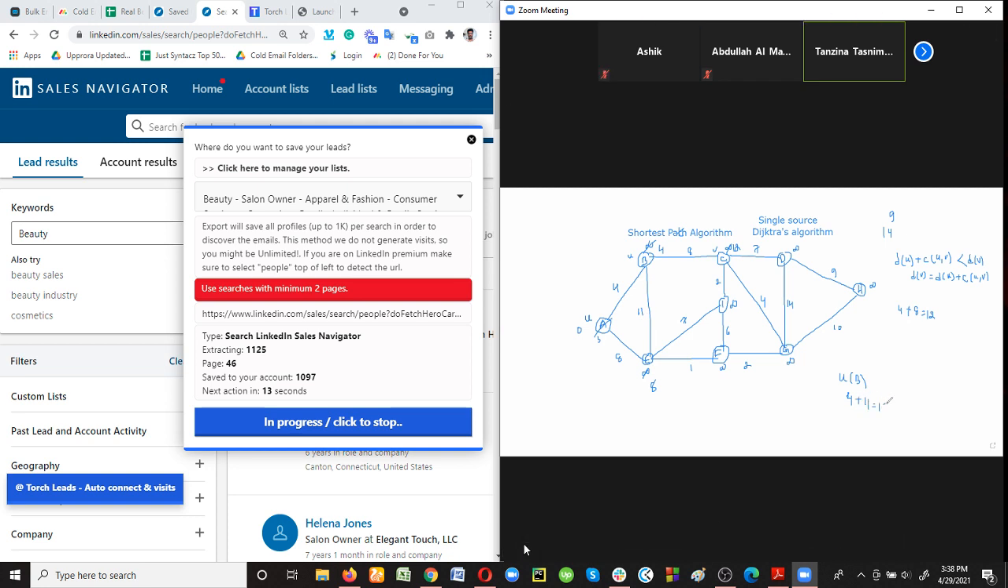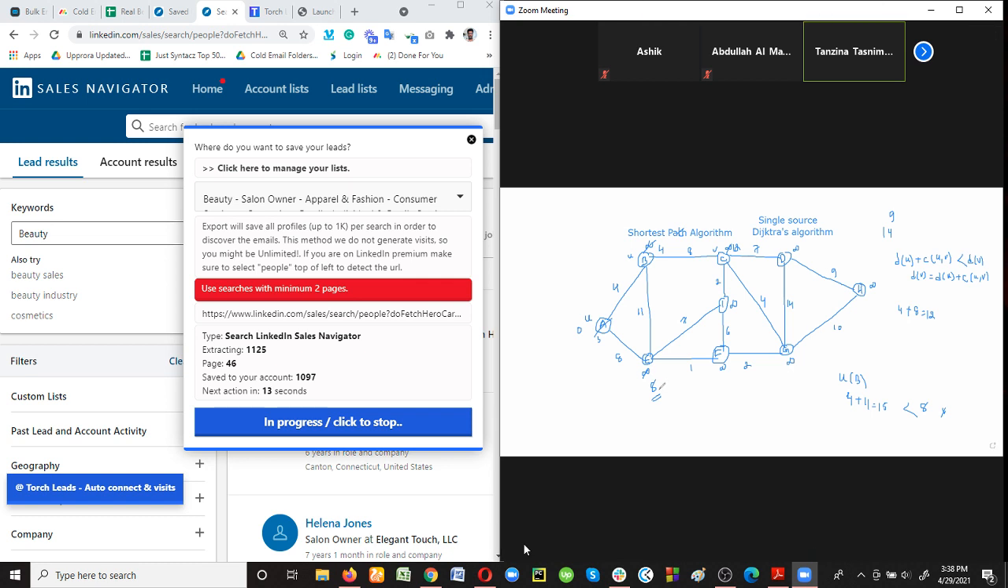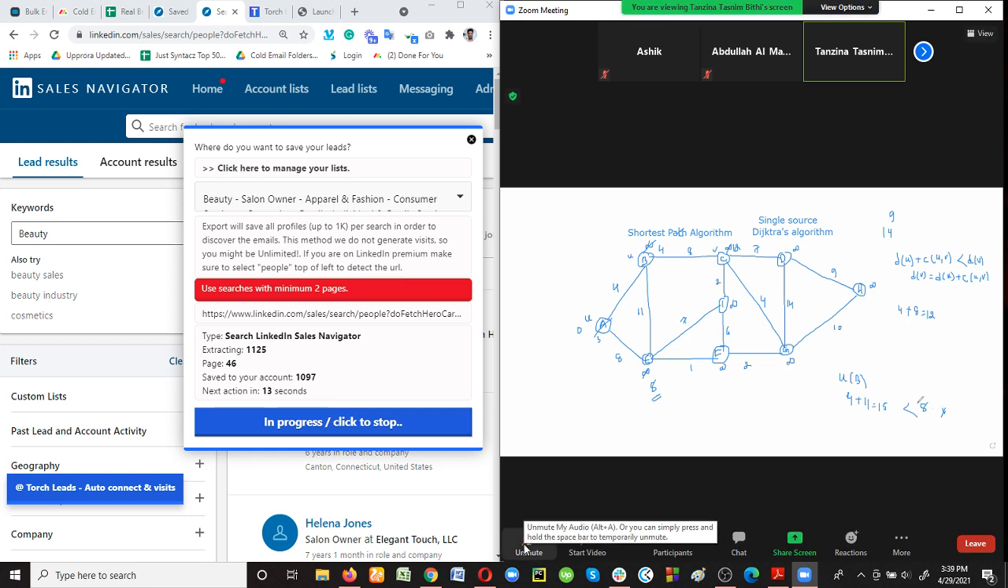Is it less than the distance of E? Now the distance of E is 8, not infinite. We already changed it one time. So the distance is 8. Is the condition true? No, this condition is not true. When the condition is not true, we will not change the distance of this destination node E. So its value will not be changed. Clear? Because 15 is not less than 8.